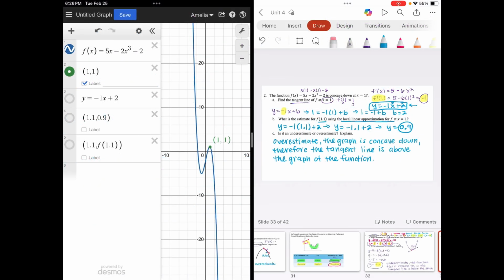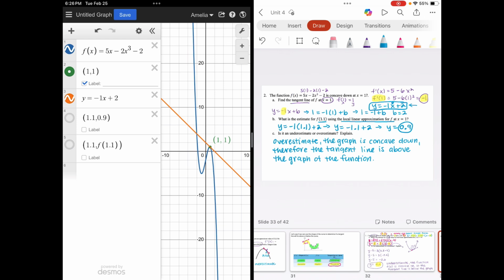So what I have graphed here is the original function, and the point on the function that we found the tangent line to. So here's our tangent line. That's the tangent line we found to that function at that particular point. You do see that at that particular point, that portion of the function is concave down. So you see that the tangent line is above the graph.